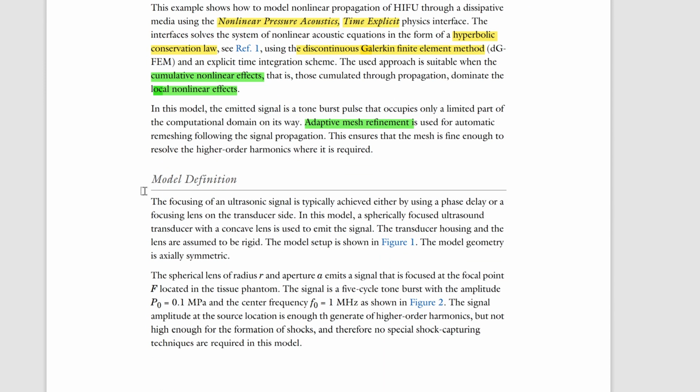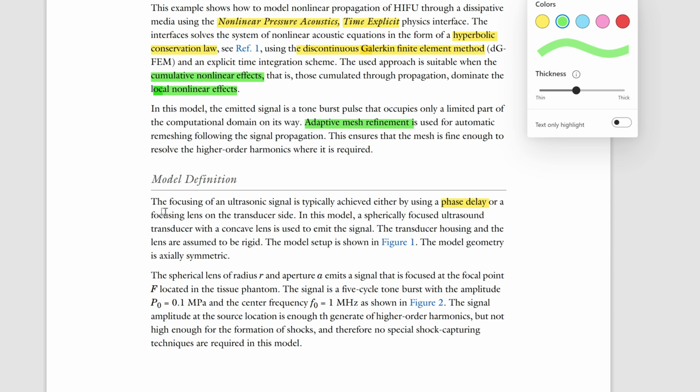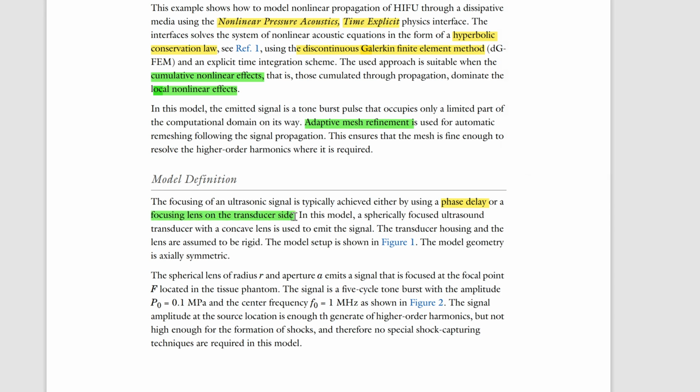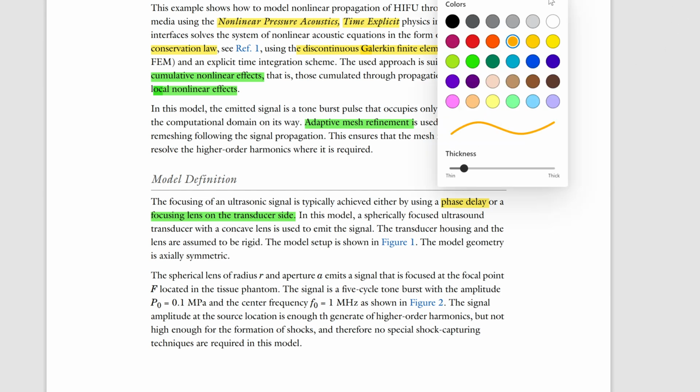Okay. Model definition. The focusing of an ultrasonic signal is typically achieved either by using a phase delay or a focusing lens on the transducer side. I'm very familiar with a focusing lens on the transducer side. But a phase delay, so why would we use a phase delay?